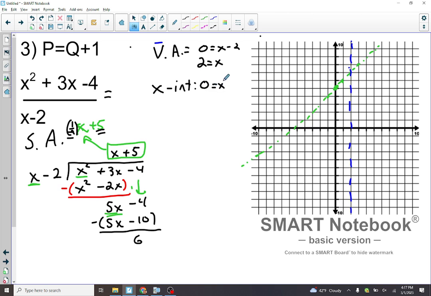So 0 equals x squared plus 3x minus 4. So then we solve this. x equals negative 4 and x equals 1.